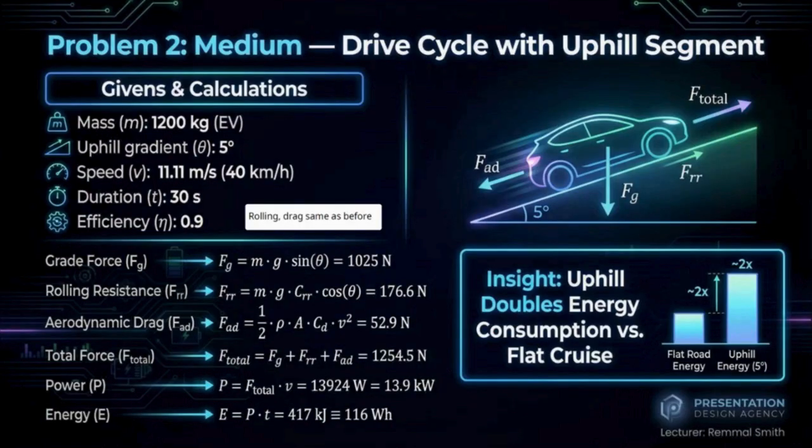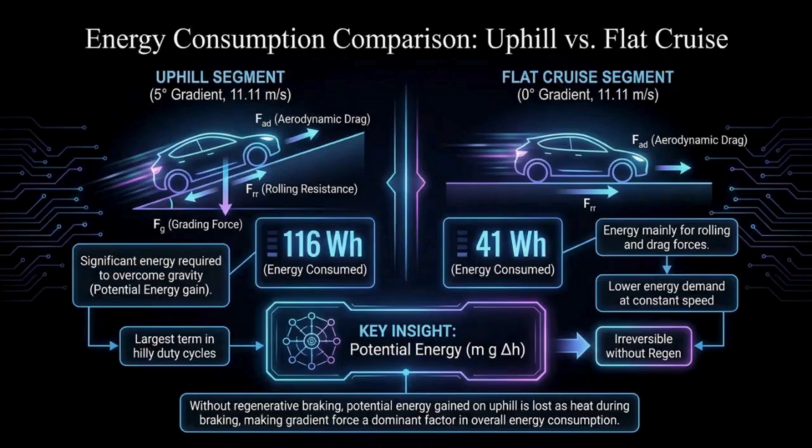The hill changes everything. Let us compare the two cases at the same speed. Flat cruise energy is 41 watt hours, while uphill energy is 116 watt hours. The slope nearly triples the energy demand. Why? Because of potential energy.